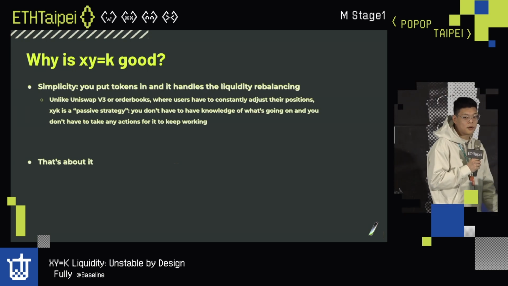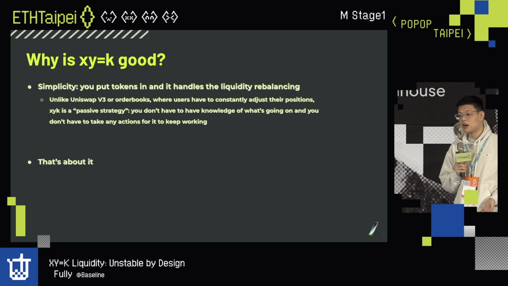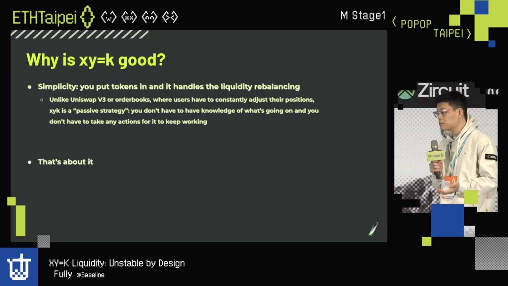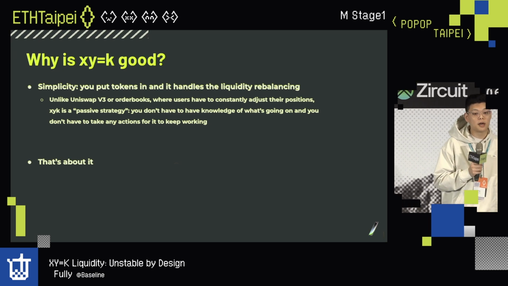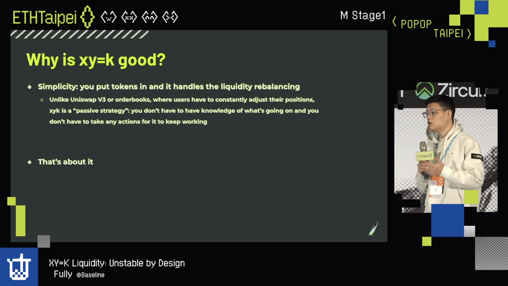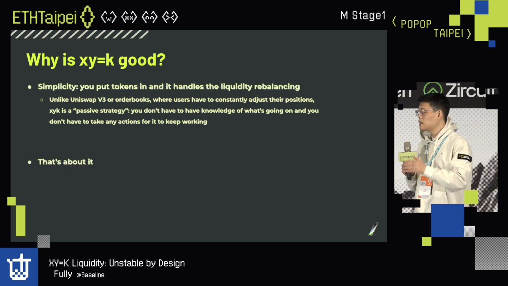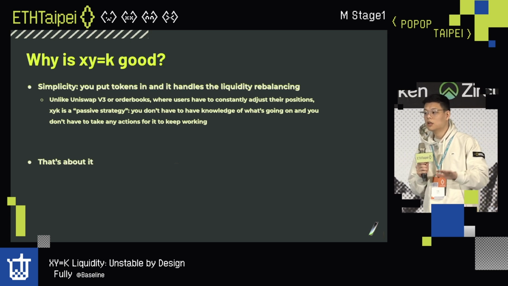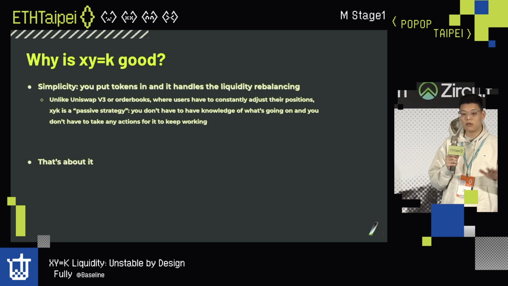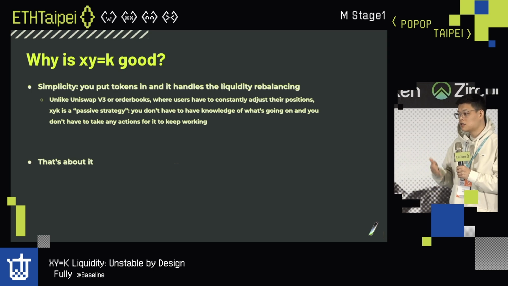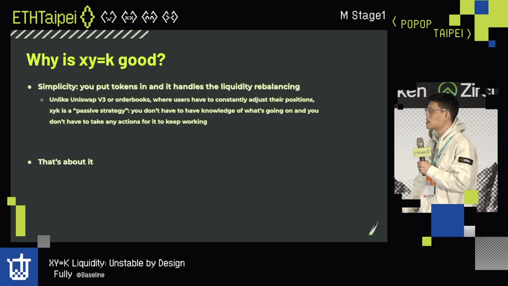First, I want to talk about why it's good, because it's the most commonly used thing. Everyone uses it, and the reason comes down to simplicity. The nice thing about AMMs is they're very simple. You just put the tokens in, and the whole system will handle the liquidity distribution and the liquidity rebalancing. You never really have to worry about managing a position. It's just going to generate fees for you, and it's a very passive strategy.